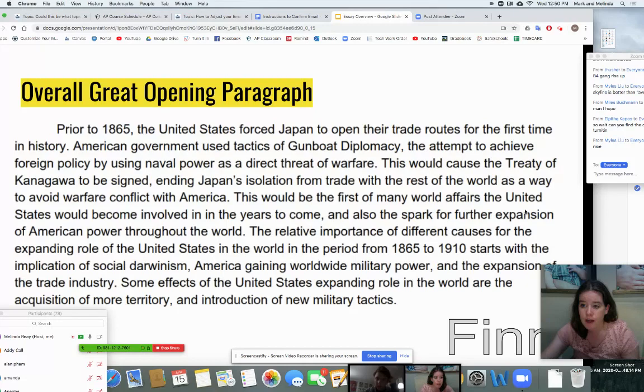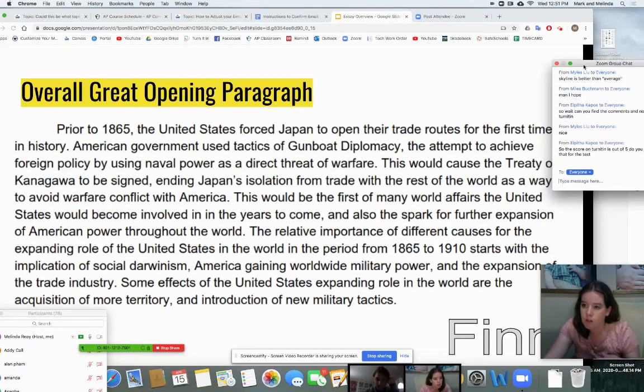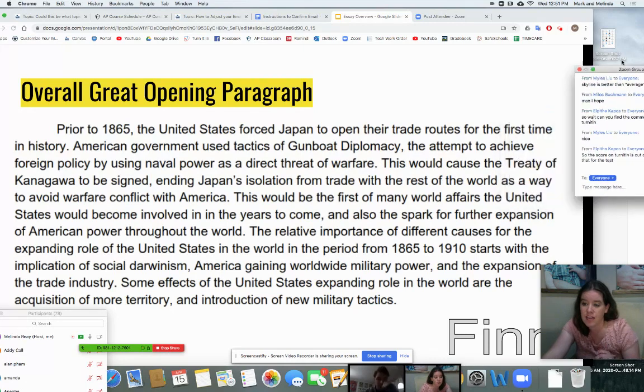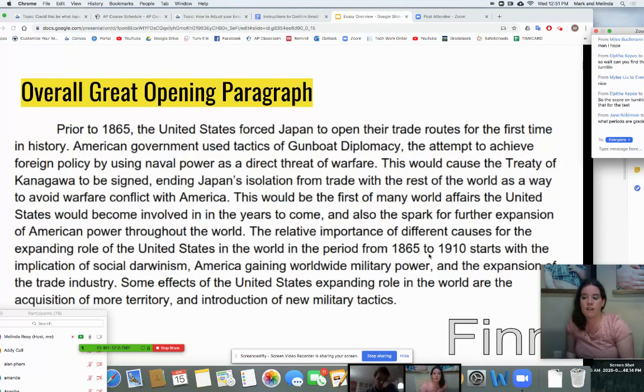So a good opening paragraph. This is Finn's opening paragraph. This would be something that perfectly connects the HC and then goes into your thesis statement. Hold on, the score for Turn It In is not out of 5, it's out of 10. So just to let you know, the AP score on Turn It In is out of 10, not 5. I put the cut scores on Canvas as well so you can see it. So that would be a 5 out of 10.